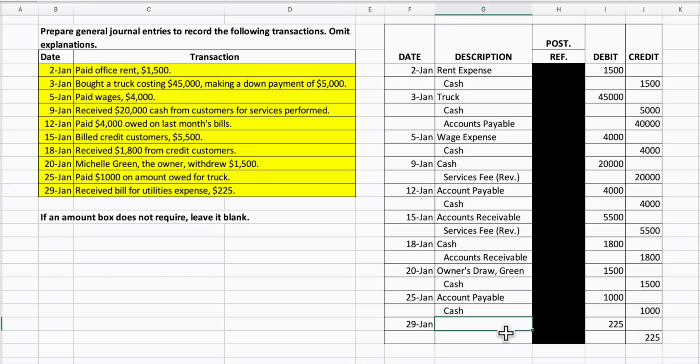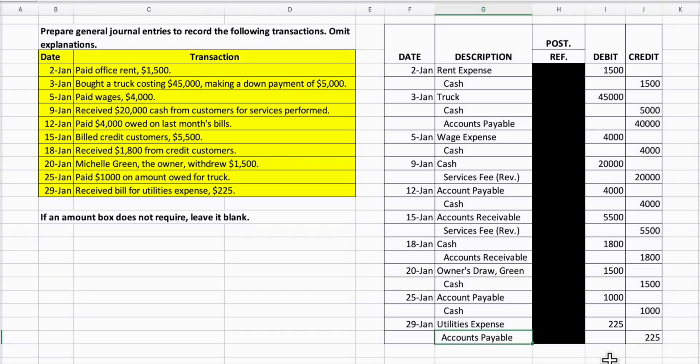Okay, so you received the bill for utilities expenses. So you will debit utilities. Now, because this says that you received the bill, it doesn't say you paid the bill. Then what you would be doing as Michelle Green is crediting this to your accounts payable. So basically, you're adding the bill to the accounts payable that you'll pay in the future. So for January 29th, that is the entry. Utilities expense, you will debit $225, and accounts payable, you will credit $225.